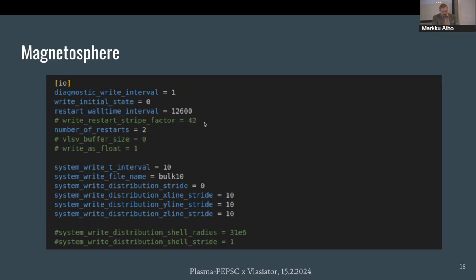Restart wall time interval in seconds. We print out 2 restarts per run and then we exit. And a 10-second cadence for reduced data writing, and some stride to store some velocity distribution functions for each of these files.